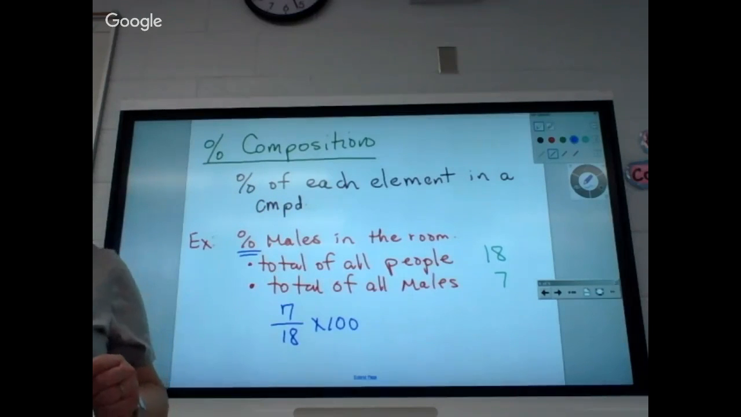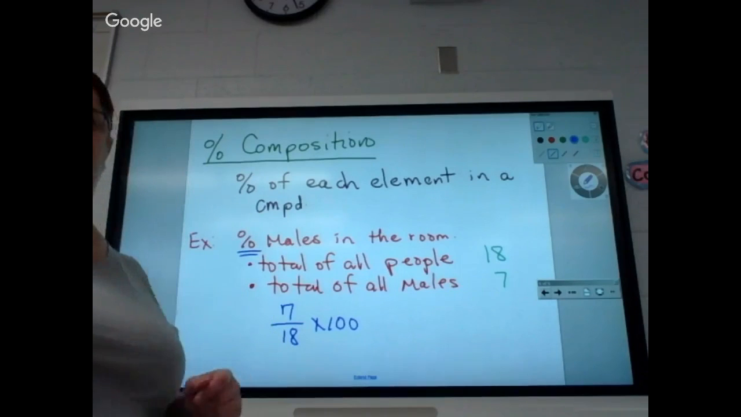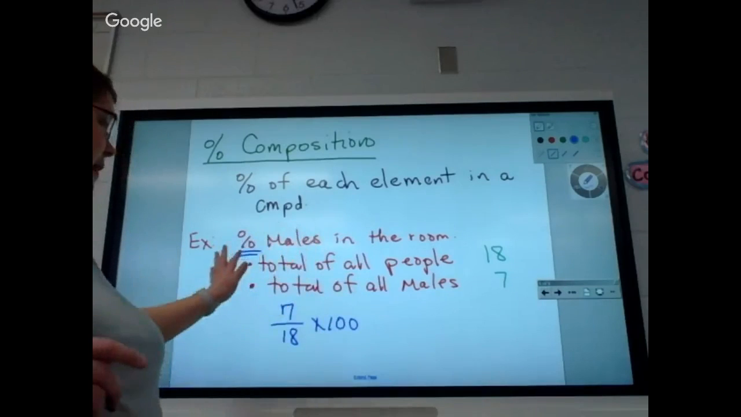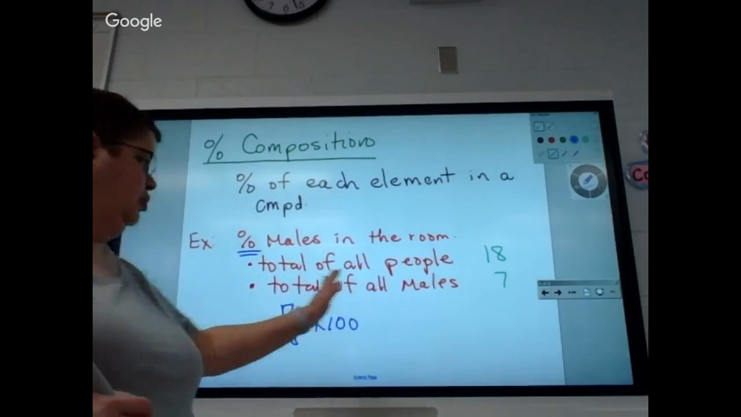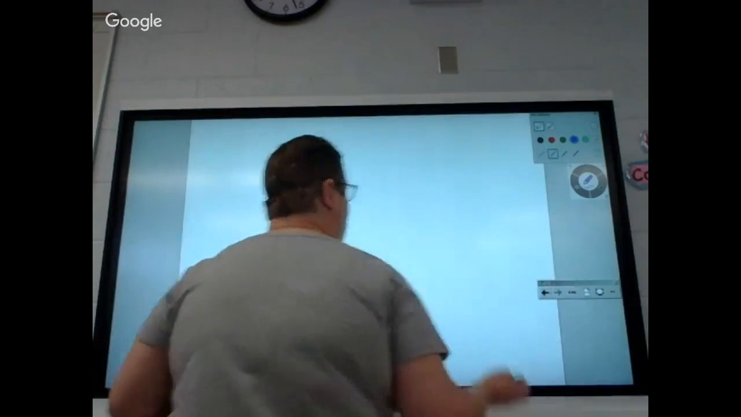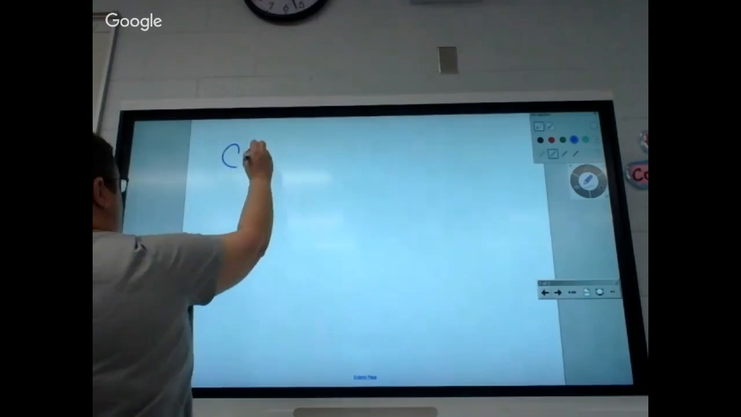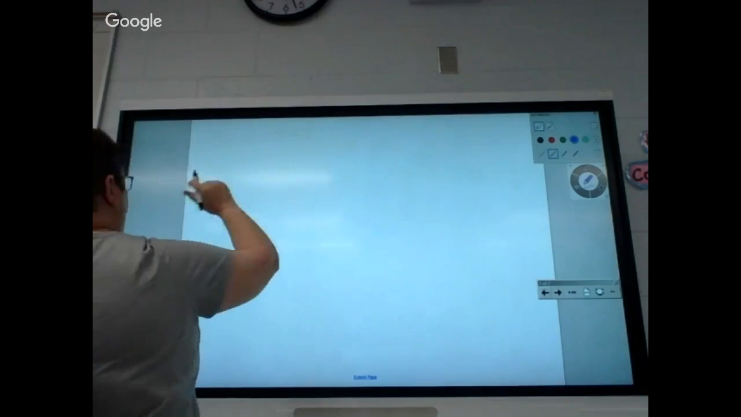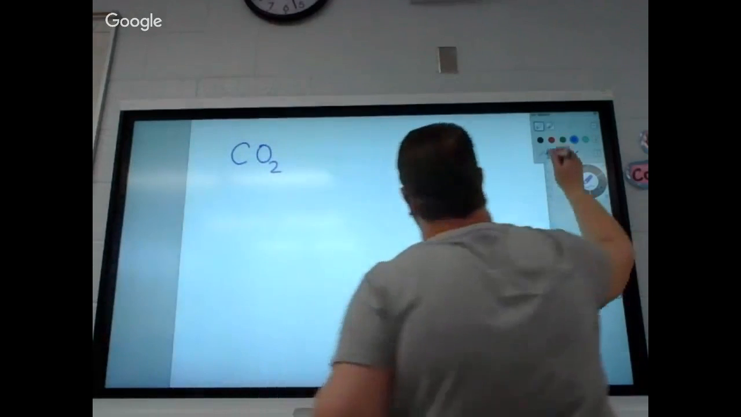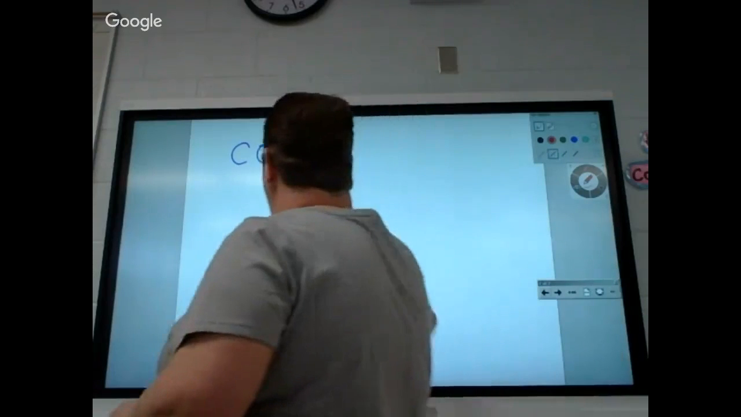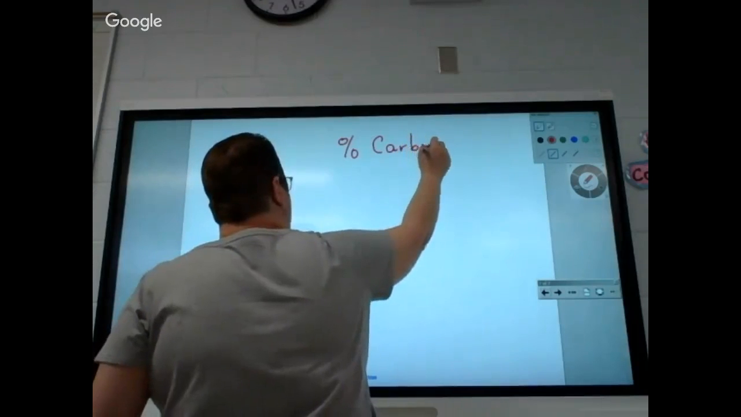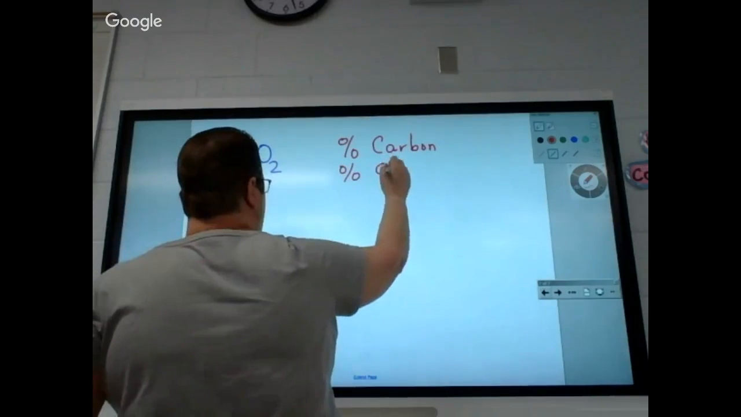Got me? Okay, so let's start easy. Everybody got what they need from this board? Okay, so I want you to think about it. Well, you found total people, which is why I wrote it down. Total people, total males. So keep that concept in your head. All right, so let's say we have CaBr2. Let's do one I can do in my head easier. Let's do CO2. I can do that in my head. All right, we're going to find the percent carbon and the percent oxygen.